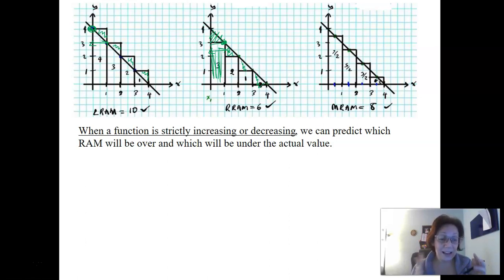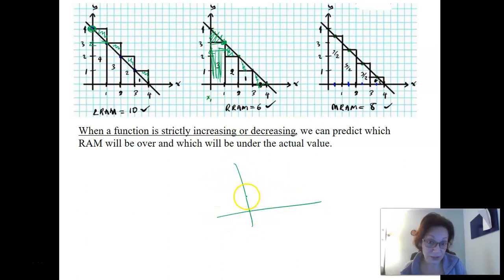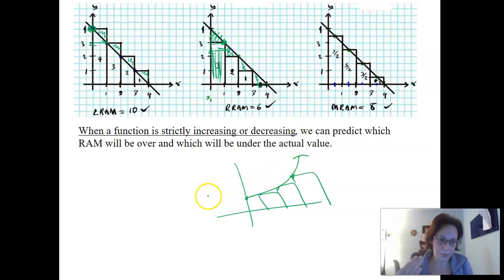Okay. Now the exact opposite is going to happen if you have an increasing function. If you have a function that's increasing, like we just had in our last example, then if you always line up on the left, you're always going to have an underestimate because you're always going to be using the lower point on the interval. But if you line up on the right, you'll always be using the higher point, so you'll have an over. M will be a compromise.